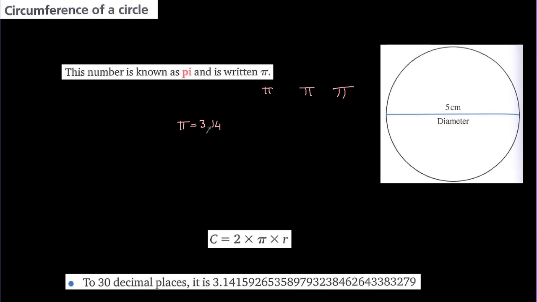Generally, I'm not going to use this approximate value. I'm going to use the pi value directly, and you're going to understand that it is pi. And the 30 decimal places of pi, 3.14159 2, it continues like this.